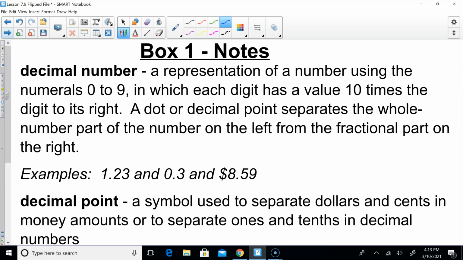$8.59. That decimal separates the dollars from the cents, or part of the dollar. Where's the decimal point? The decimal point is a symbol used to separate dollars and cents in money amounts, or to separate ones and tenths in decimal numbers. There's our decimal point. Here are our dollars, and here are our cents. Or if you look at this one, these are our whole numbers, and these are our tenths, which start with the 2 in the tenths place value. But as we move over, just like in whole numbers, each place value over is 10 times the value. You can pause the video and write down these vocabulary words.